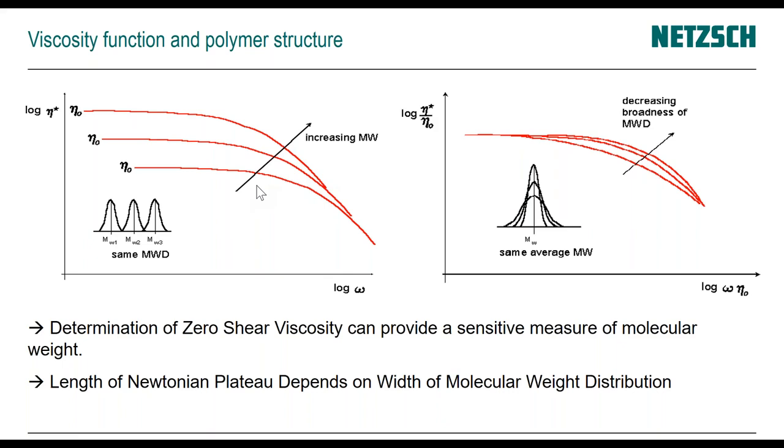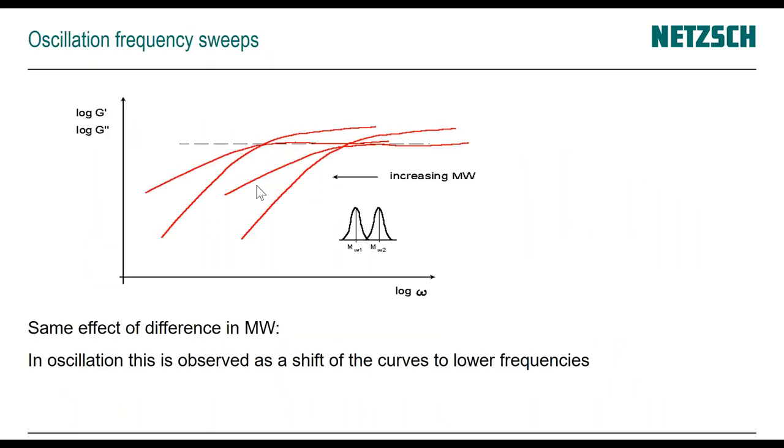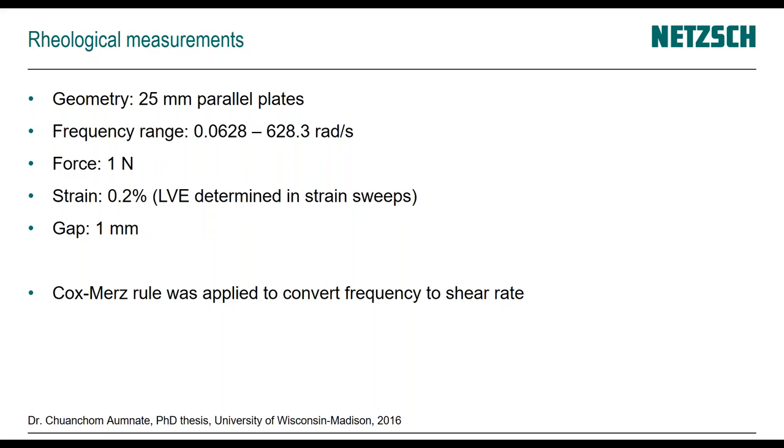And that is measured in rotation. And if we measure in oscillation, because we want to get other information, then the increasing molecular weight actually shifts the curves to lower frequencies. And so also this crossover point would be shifted. But that's just additional add-on information.